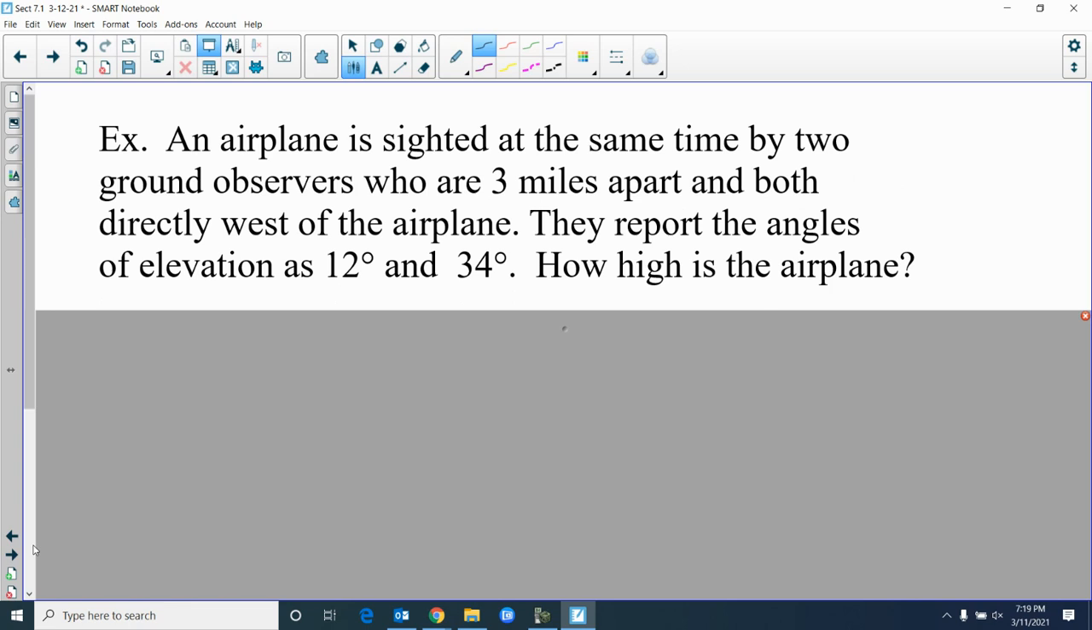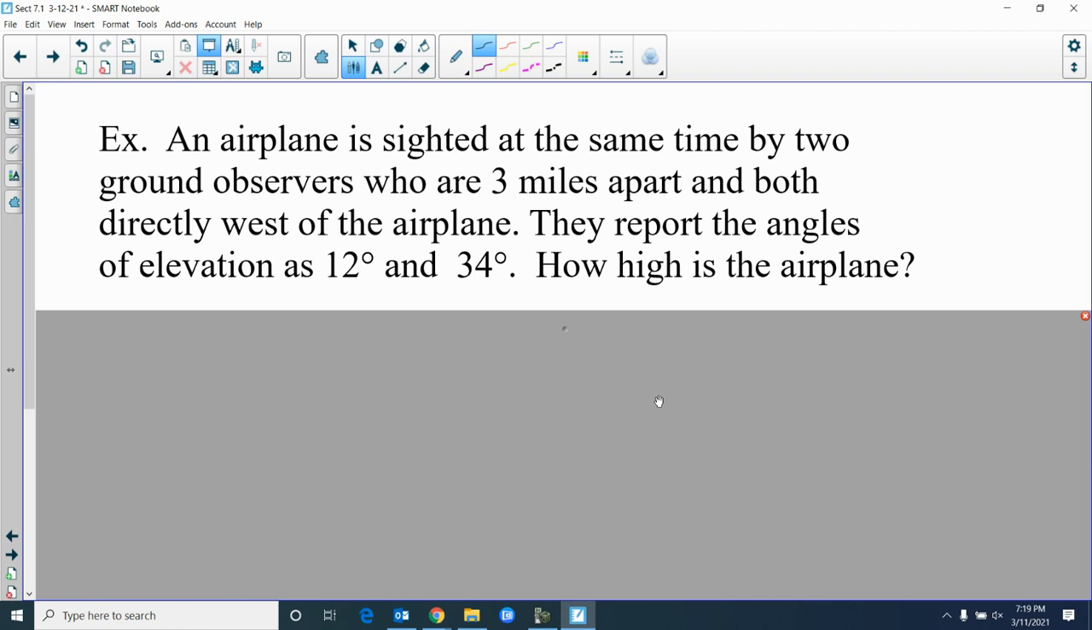An airplane is sighted at the same time by two ground observers who are 3 miles apart and both directly west of the airplane. They report the angles of elevation as 12 degrees and 34 degrees. How high is the airplane in the air? Okay, we'll go nearest mile or nearest tenth. Now, I want you to think, what would the drawing look like?